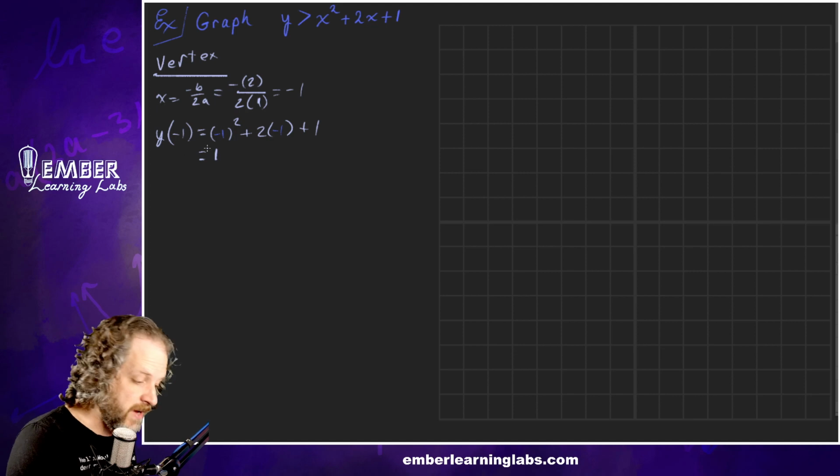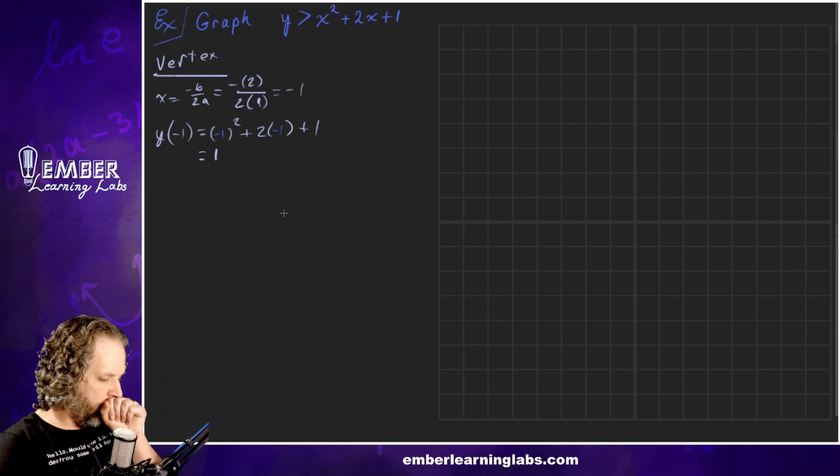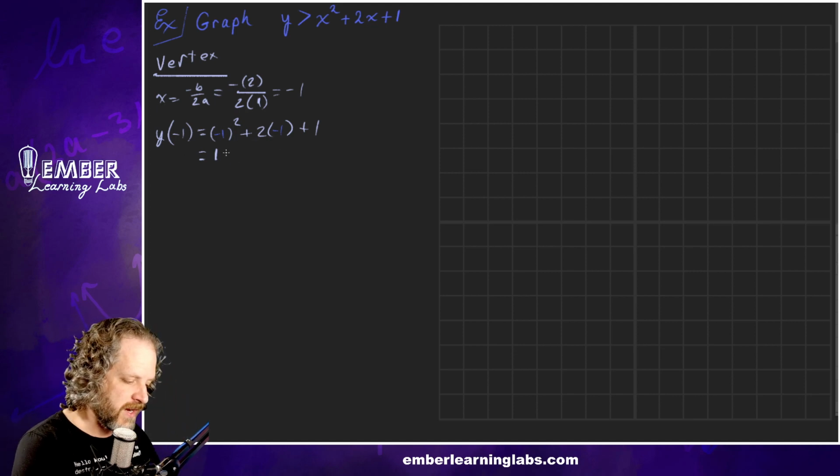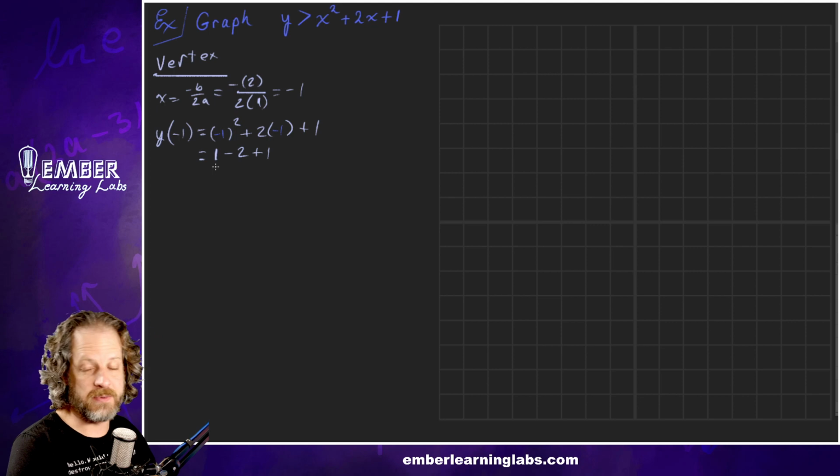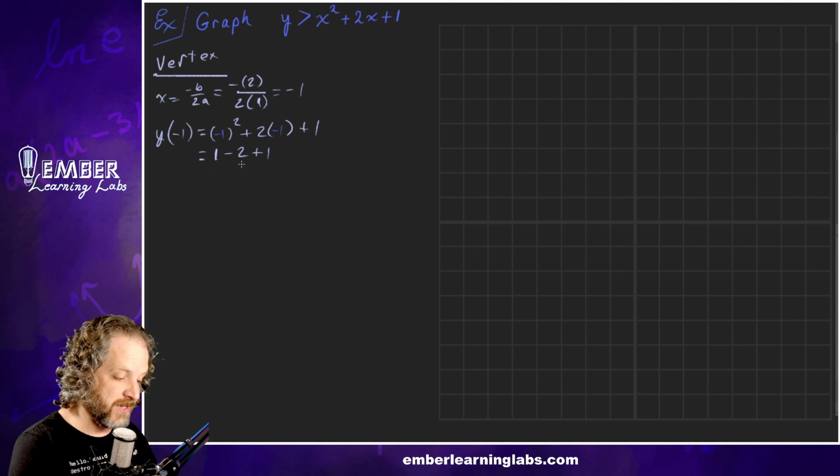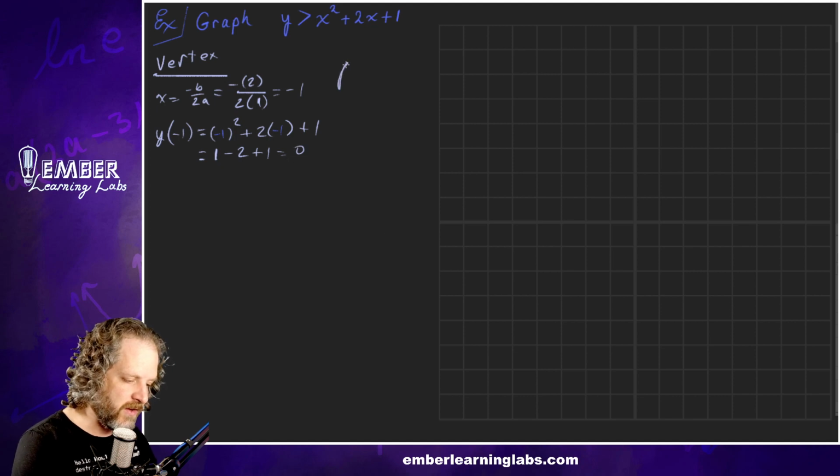That's an easy mistake to make. Negative times negative is positive. 2 times negative 1 is negative 2, plus 1. So 1 minus 2 is negative 1, plus 1 is 0. So the vertex is the ordered pair negative 1, 0.